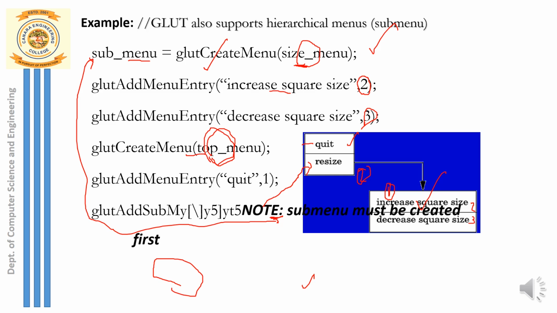So what is that submenu here? It is the increase square size and decrease square size. And now you can attach one button. The right button is attached. That means the moment you click on the right button, your main menu appears.